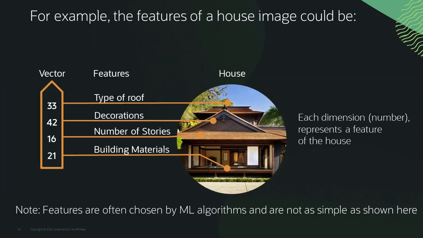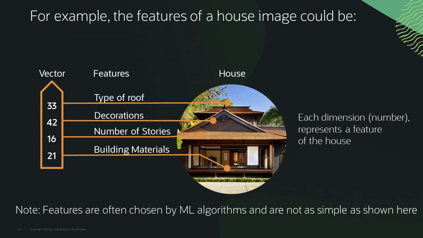To get a specific example here, we've got a picture of a house. This is a house I like, and maybe I want to buy one. But in order to get this into the database, we do the embedding. What this embedding will do is ask, what type of roof is it? This is a feature, a dimension I want to represent. I'm going to convert that to 33. There are some decorations, some ornaments. Let's convert that to 42. It looks like a 2-story house. I'm going to represent that by 16, and it's primarily made of wood, so it's 21. So I take this house, and here I have a 4-dimensional vector of these numbers.